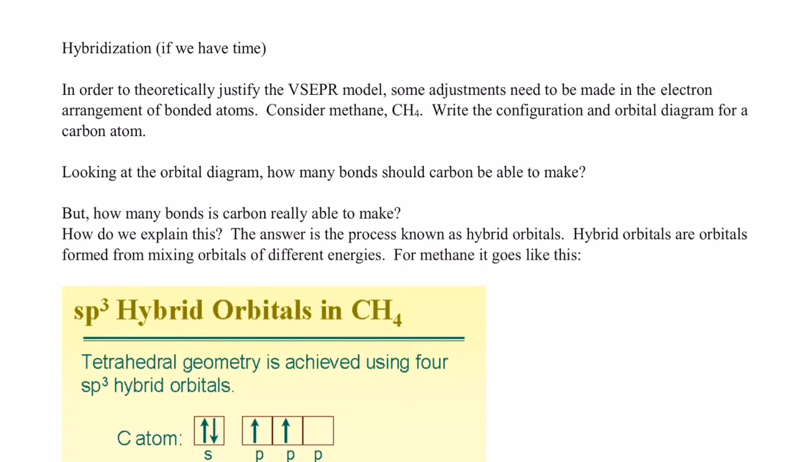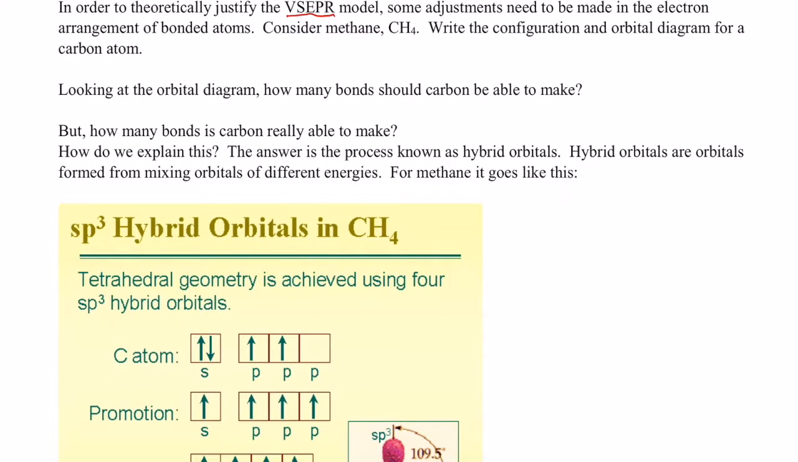Alright kiddos, welcome back. And today we are going to talk about hybridization, try to wrap up our unit on bonding. Now, in order to theoretically justify the VSEPR model, remember the valence shell electron pair repulsion model, some adjustments need to be made in the electron arrangement of bonded atoms. Let's consider a Lewis structure that we've drawn several times now, CH4.